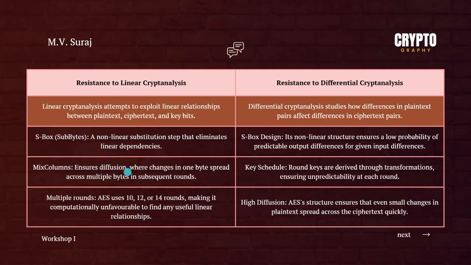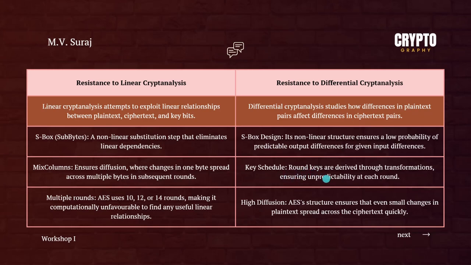Mix columns ensures diffusion, where a change in one byte spreads across multiple bytes in the subsequent rounds. As you can see, this is a matrix multiplication with a predefined matrix. If it was just this, then it makes sense why it could be broken. If we only had mix columns, it absolutely makes sense why it would break. But it shouldn't, because we're doing multiple things, right? We're doing so many things, and that's the reason why neither of these two attacks will work.